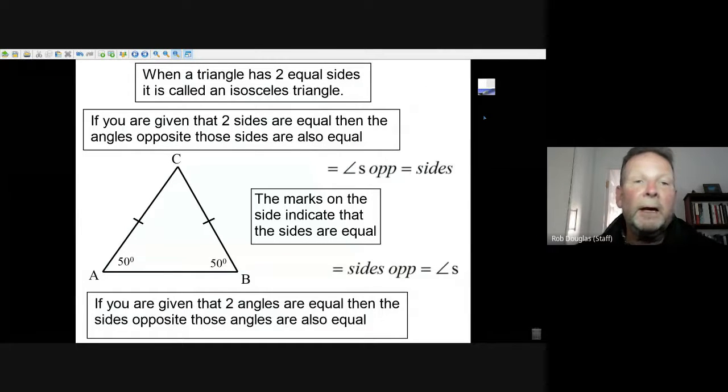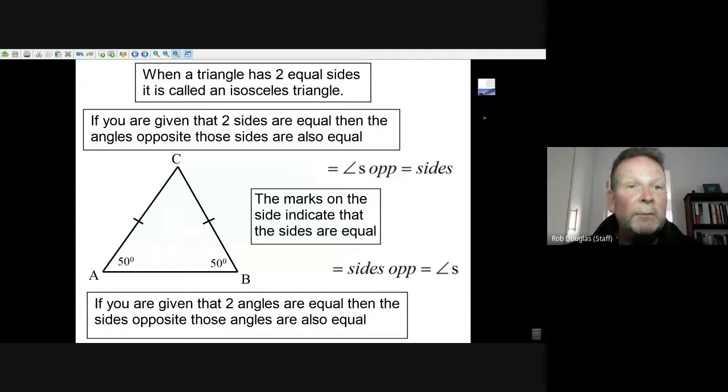Okay, we're going to look at what used to be called the isosceles triangle theorem. At least in Canada, we called it the isosceles triangle theorem. And all it is, when you've got a triangle that has two equal sides like this, these marks are showing that the sides are equal. It's called an isosceles triangle. But something special happens. If the two sides are equal, it makes these two angles equal.